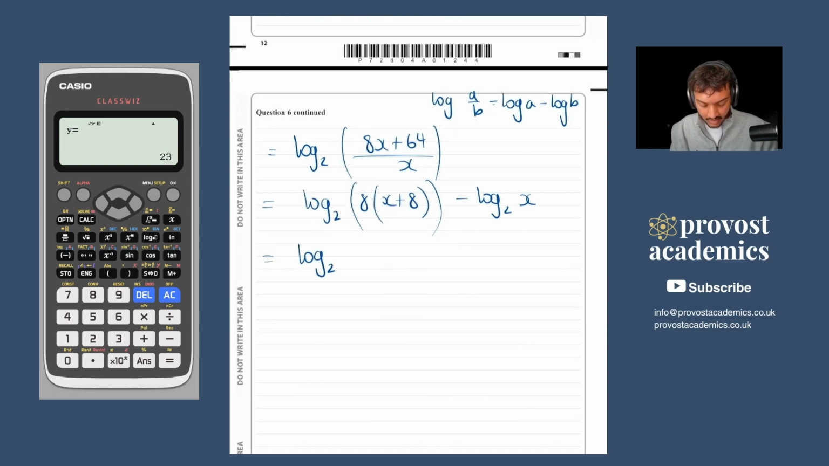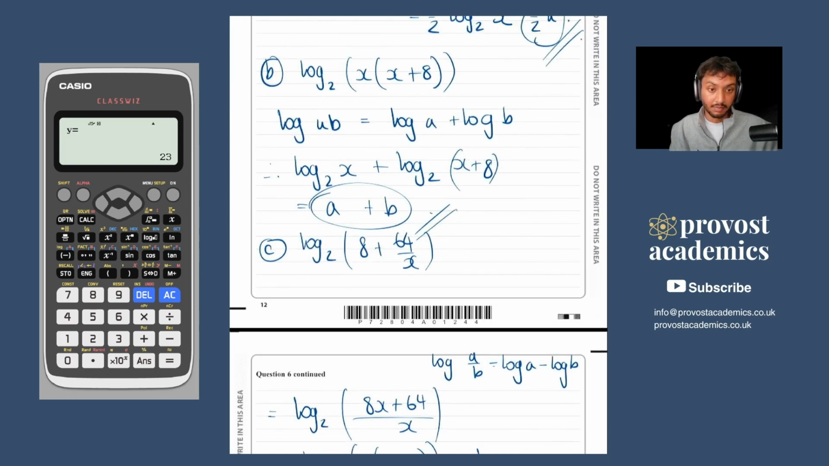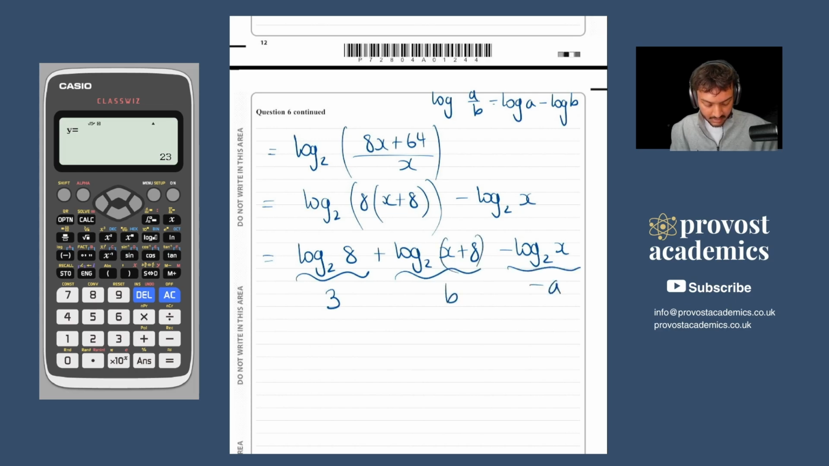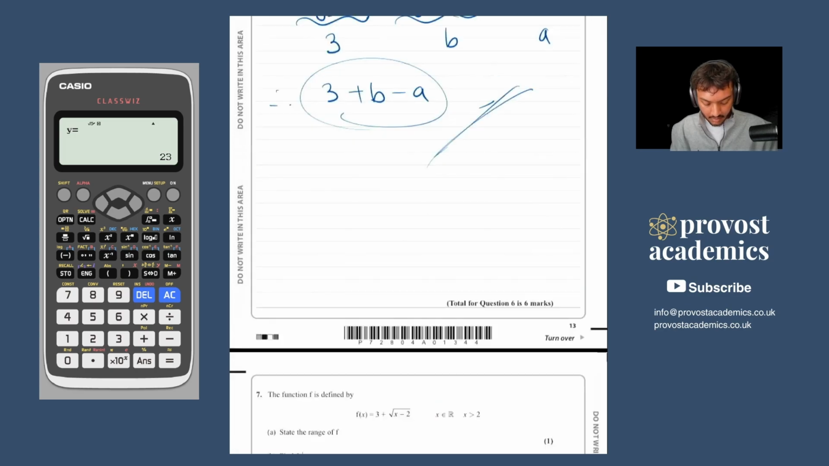And effectively what we've done for part B, I can do for part C again. We do log base 2 of 8 plus log base 2 of (x + 8) minus log base 2 of x. Then this is equal to 3. That is equal to b. That is equal to minus a. Oh, that itself is equal to a. So what I should get is 3 plus b minus a, and that's my final answer.